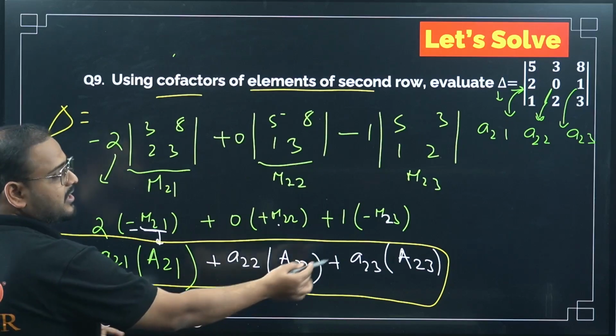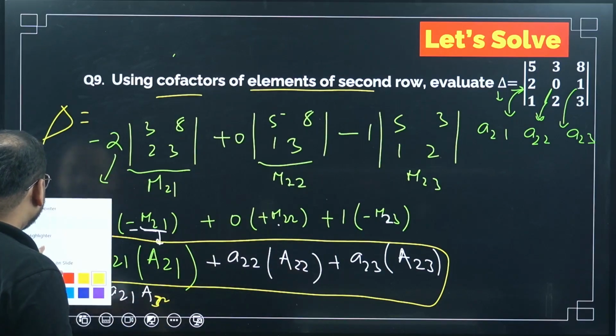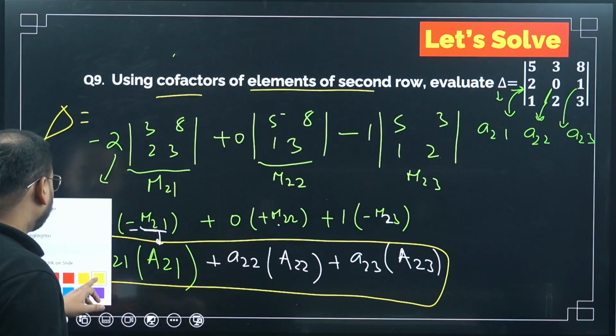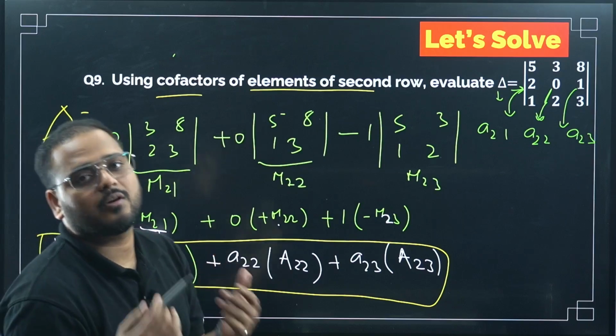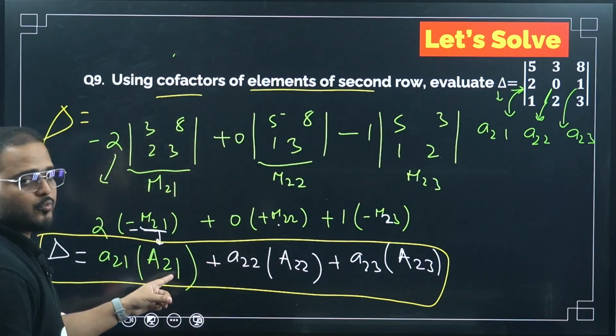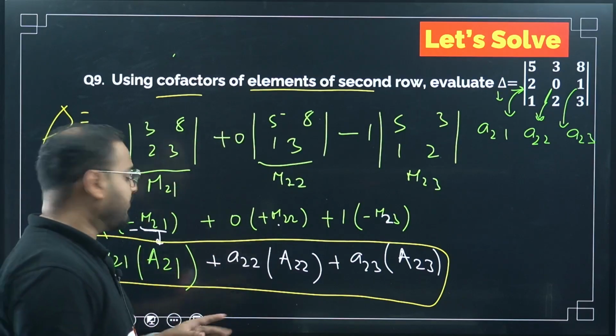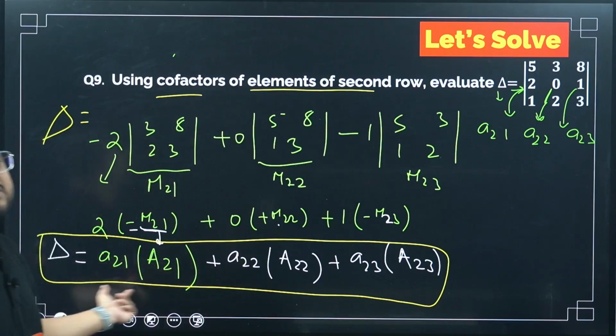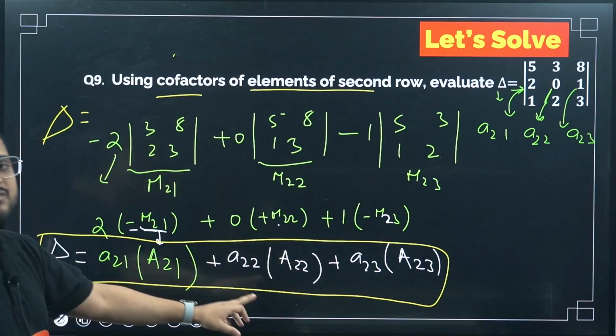A32, and the same goes with other elements also. Basically, if you multiply an element with its own cofactor, A21 with capital A21, no problem. But if you multiply A21 with any other cofactor, it will be 0. So you have to take this only.